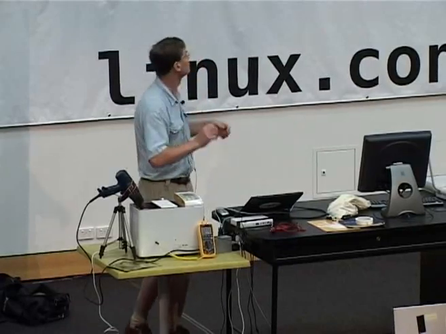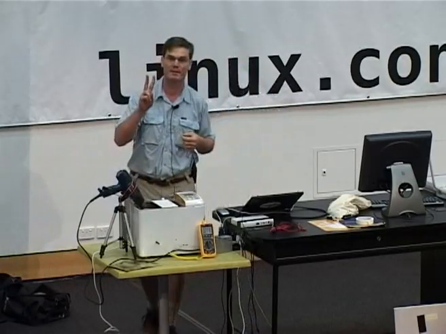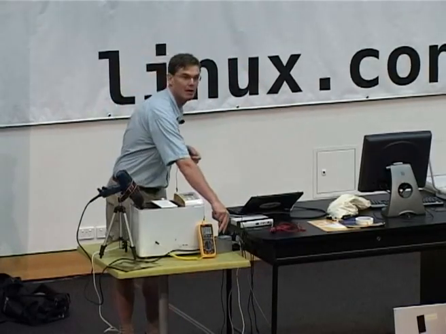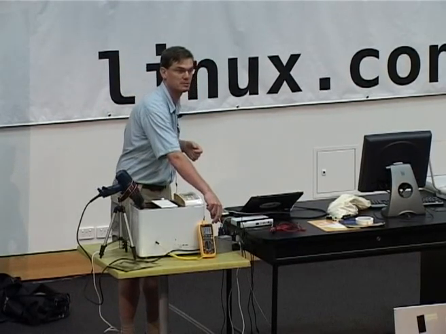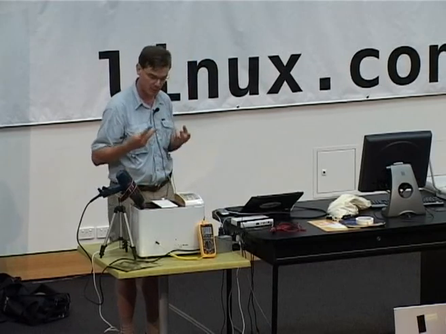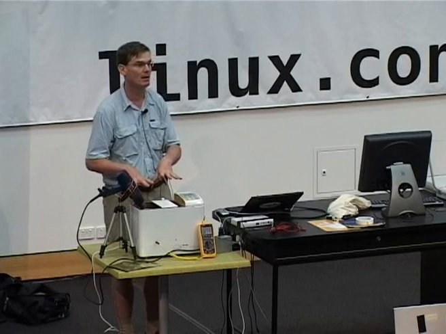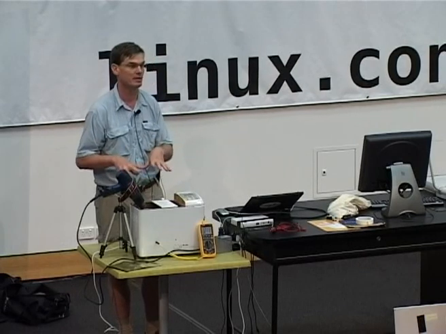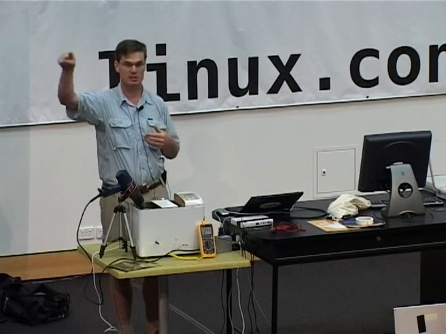Now, Paulus's second version of it over here, which unfortunately we don't have here today, is a bit fancier. It incorporates the thermocouples, in fact two thermocouples, directly into the power control device, which means you can read the temperature directly out using the serial connection. And because it's got two thermocouples, you can do averaging of the temperature in two parts of the pan, which is much more accurate. You can get a much better result.